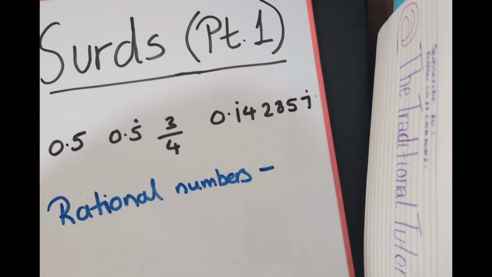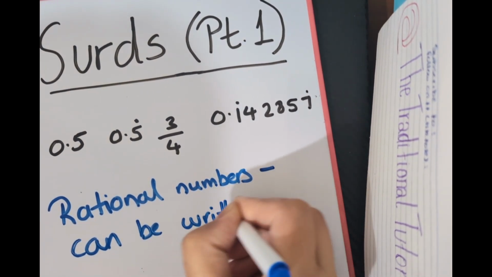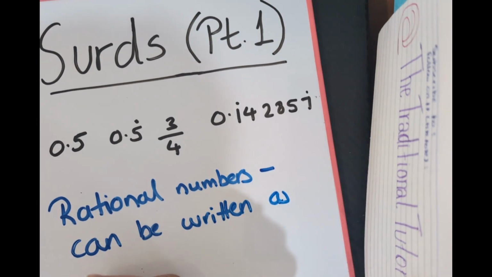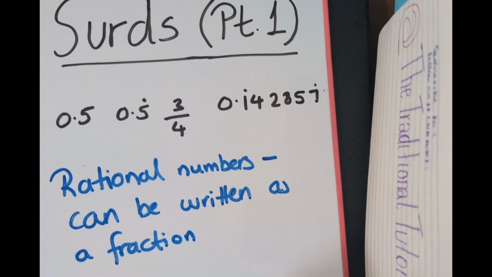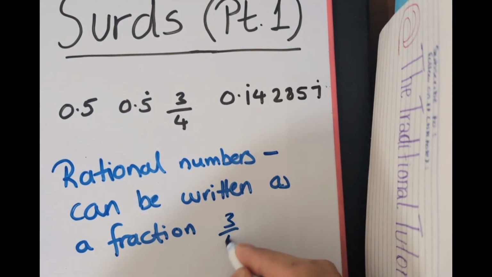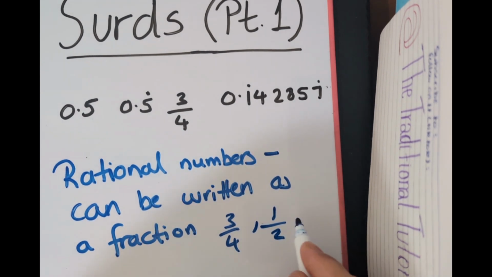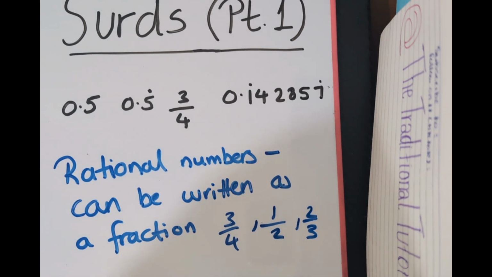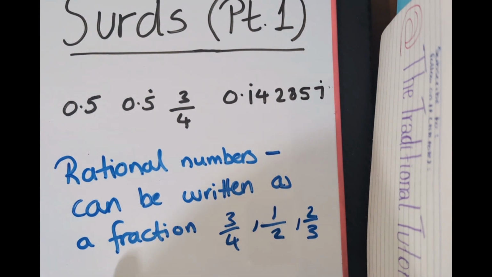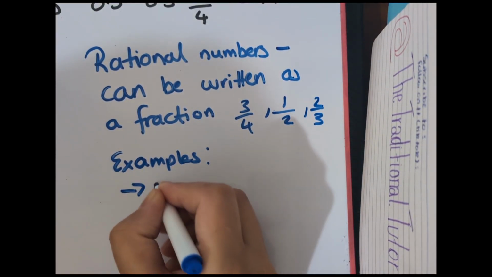They are numbers that can be written as a fraction, okay? So we all know what a fraction is. So a fraction is just 3/4. We've got an example here at the top, or a half, or 2/3, etc. Now, what I mean by rational numbers is it is any number that can be written as a fraction, okay? Okay, so examples include a whole number.